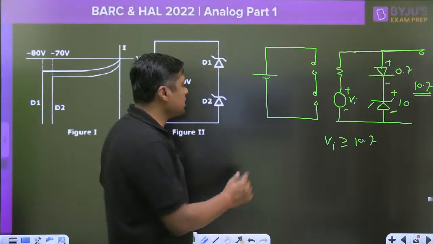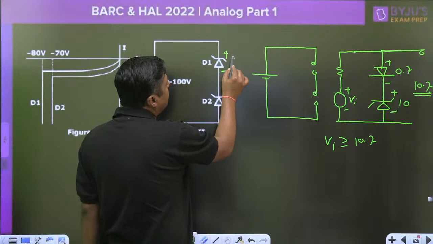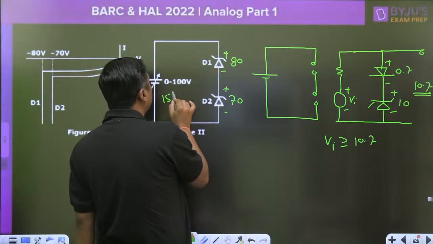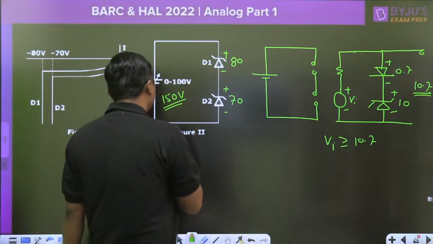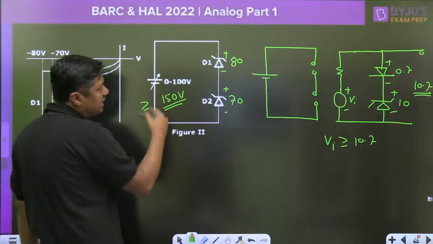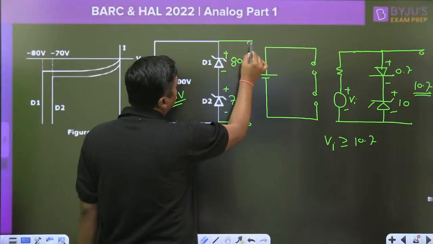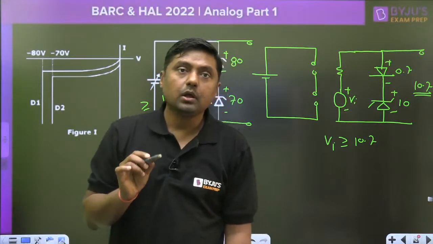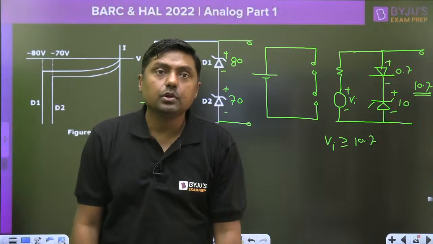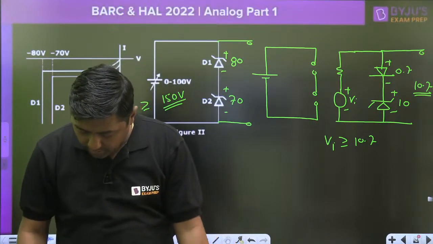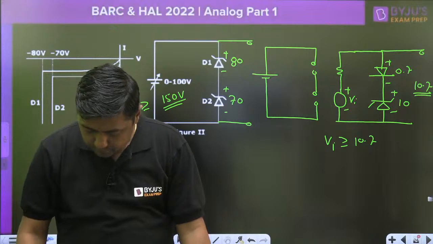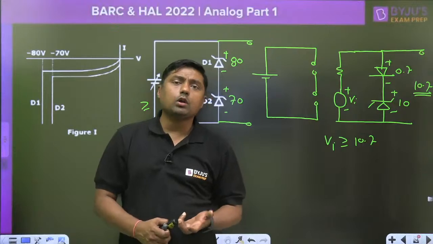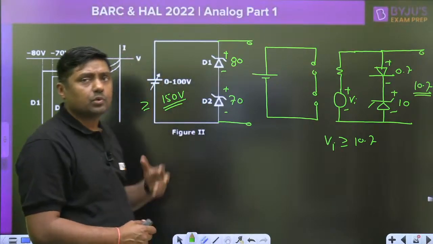Similarly, when the two Zener diodes are connected in series, this will require 80 volt and this will require 70 volt. The total voltage required here is 150 volt or more. Once it is greater than 150 volt, both the diodes will break down, and the output voltage is constant at 150 volt. So Amit, now it is clear to you? Surjit, according to me that is the answer. Simple concept, because these two are connected in series.